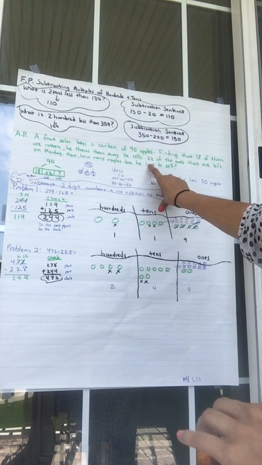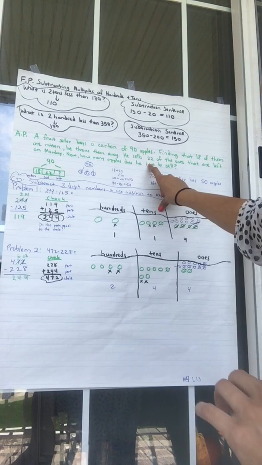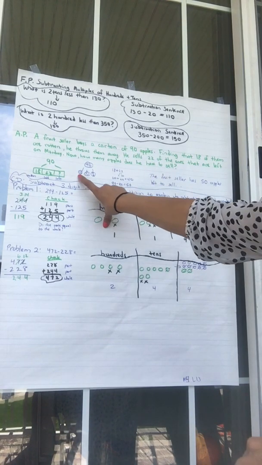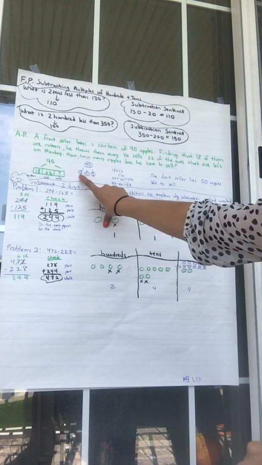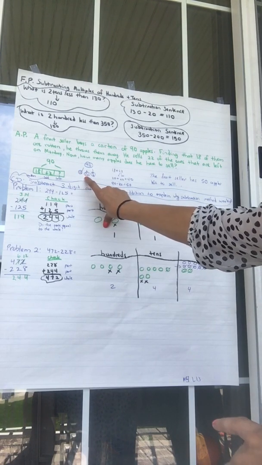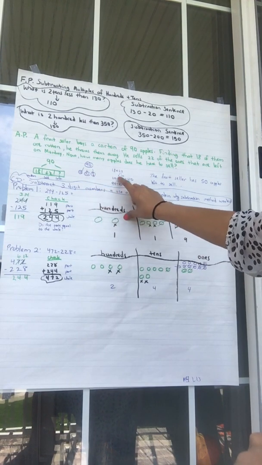Okay, so it seems like this is a two-step problem, because whenever you are reading an application problem, you need to ask yourself if this is a one-step problem or a two-step problem, and then move forward from there. So first I have to figure out how many he got rid of altogether, right? That's the first step. And then how many are left? How many apples are left that he needs to sell?